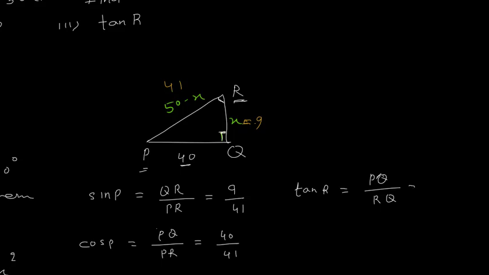So for angle R, tan of R, we have PQ which is 40 upon RQ which is 9. So 40 upon 9 is the value of tan R.